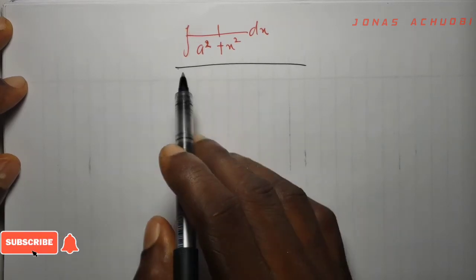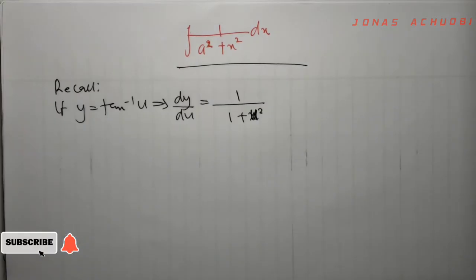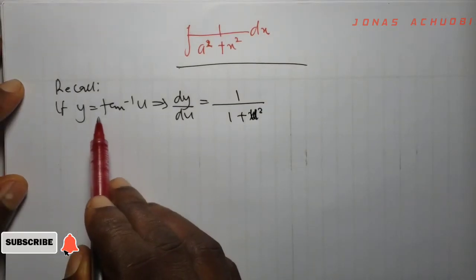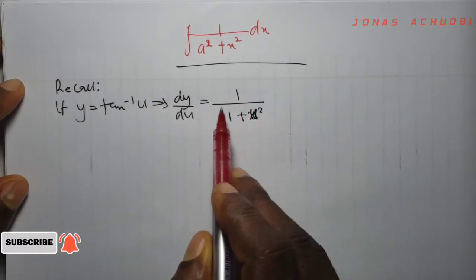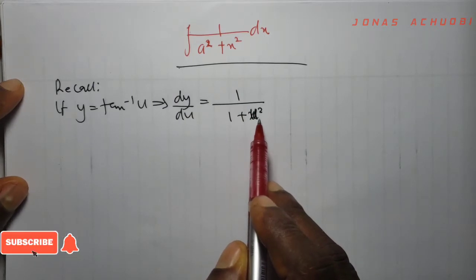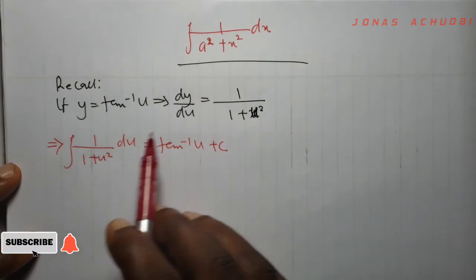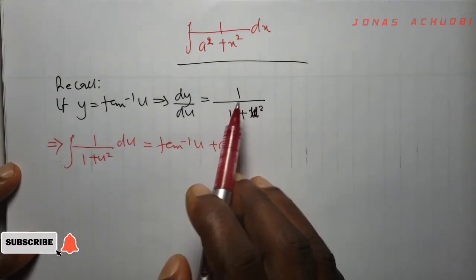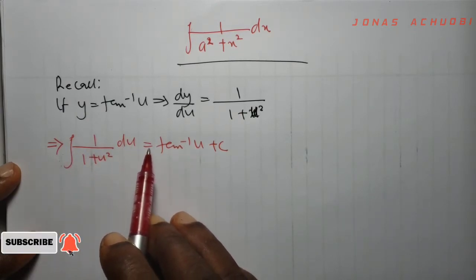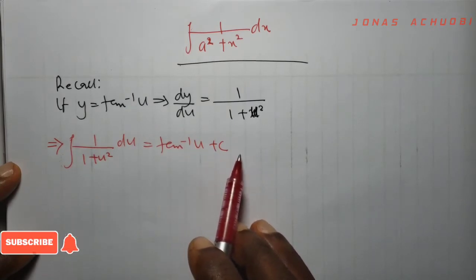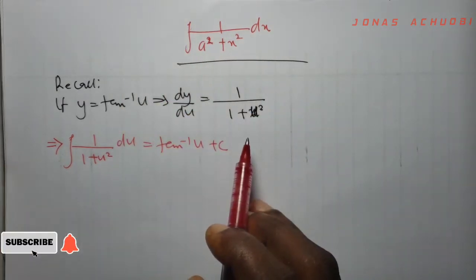Today we shall be looking at the integral of 1 over a squared plus x squared with respect to x. We should recall that if y is equal to the tan inverse of u, then if we differentiate, dy over du, we get 1 over 1 plus u squared. Since integration is the reverse of differentiation, it follows that if we integrate this function, the integral of 1 over 1 plus u squared du must give us the tan inverse of u plus c. So this is what we know. We're going to use what we know here to integrate the function that is required.